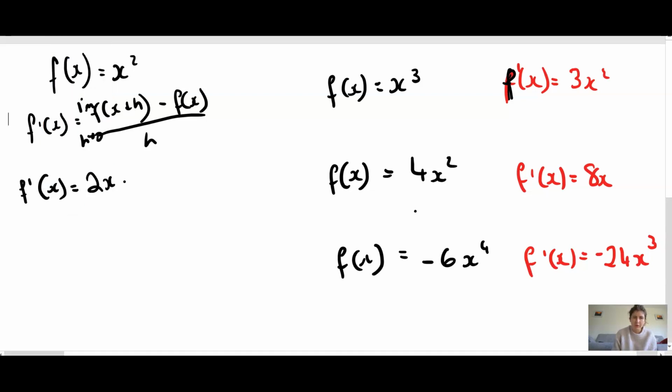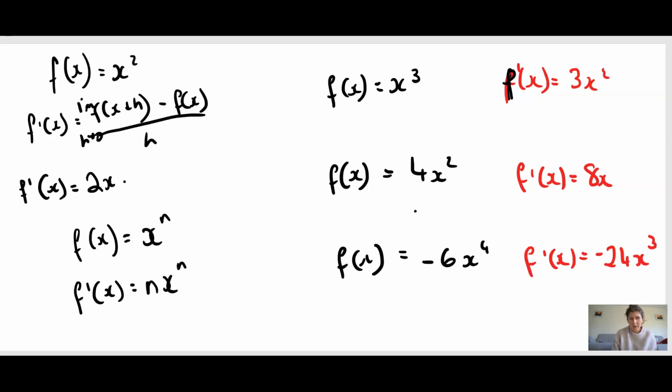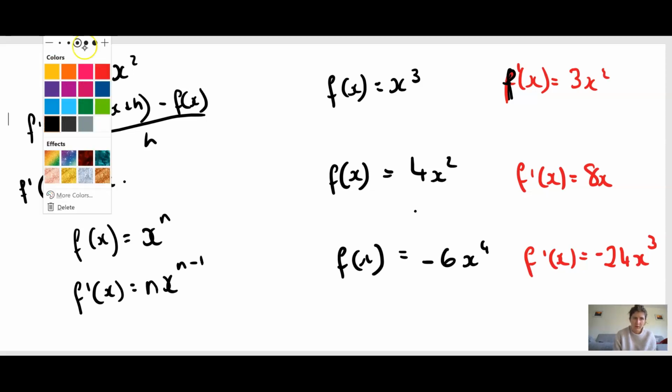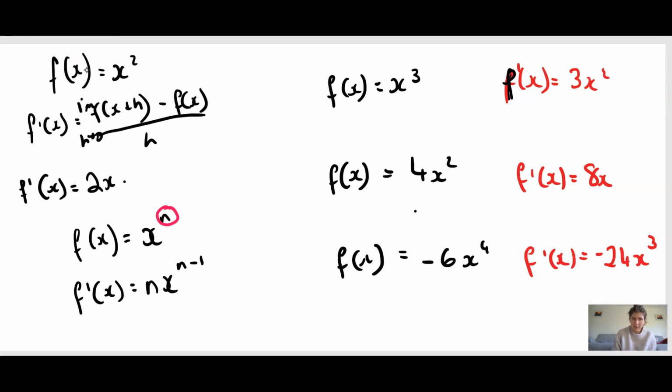We can say that our derivative of f of x, say f of x equals x to the power of n, then our derivative of that function is going to equal nx to the power of n minus 1. So we bring down the power from our function, we bring that down to the front, and we just decrease that by 1. So if we look at this 4x squared, for example, we bring the 2 down to the front. We've already got a coefficient there, so we multiply it by 4 times the 2 gives us 8. And we decrease that power by 1.